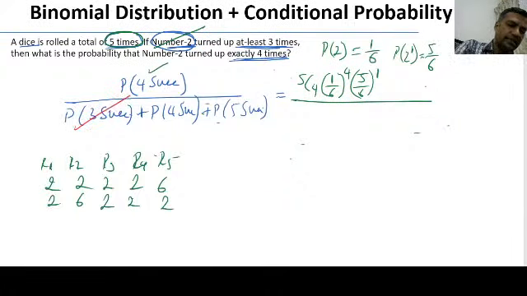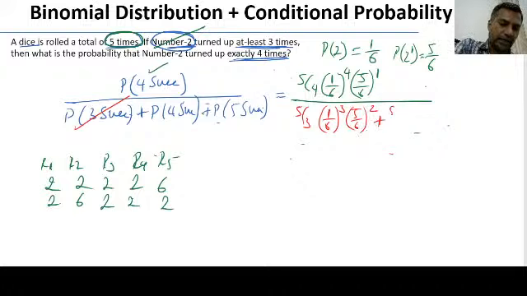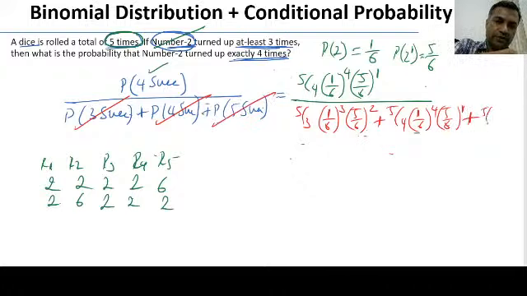Then for 3 successes, you will say 5C3, 1 by 6 raised to power 3, and 5 by 6 raised to power 2, plus 5C4, 1 by 6 raised to power 4 and 5 by 6 raised to power 1, plus the last one, 5C5, that is 1, and then 1 by 6 raised to power 5. You can write 5 by 6 raised to power 0, that is 1 only. Technically, this is your answer.